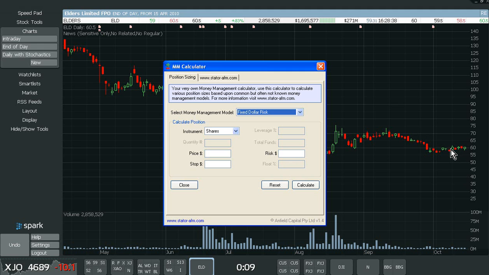I'll just go back to this. Our entry was 61, I think. So we'll put 61 as our price. Our stop was at 56, I think we said. Okay, now risk. You can do the 2% deal, whatever you're comfortable with as far as risk per trade.